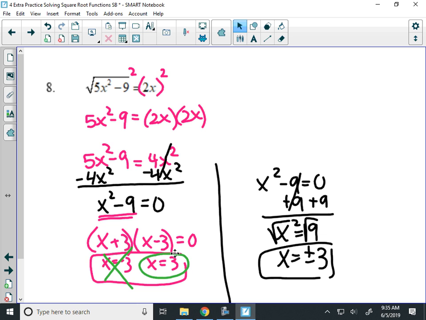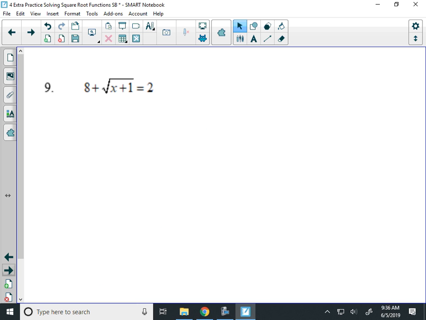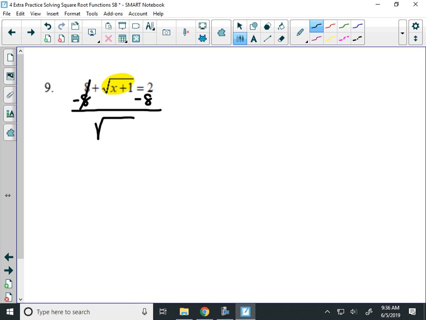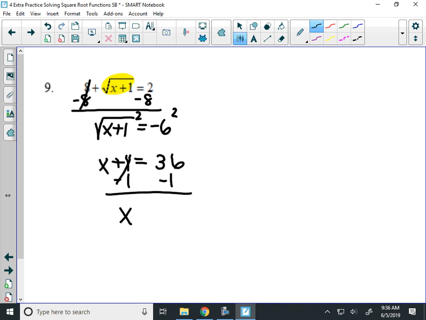All right, a couple more. Number 9. Start by isolating our square root. To do that, I'm going to subtract 8. So the square root of x plus 1 equals negative 6. And then I'm going to square both sides. When I square a negative number, it's always positive. And then I'll subtract 1. So I have a solution of x equals 35.